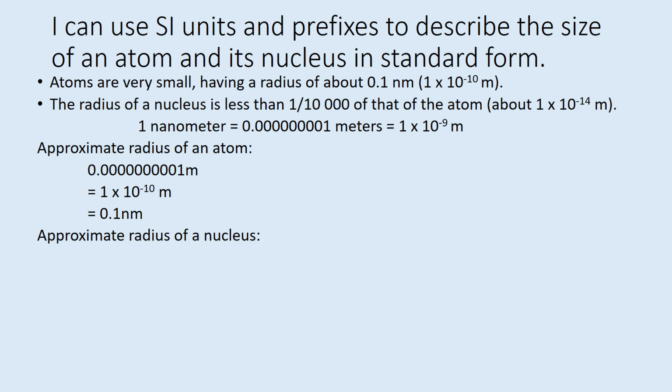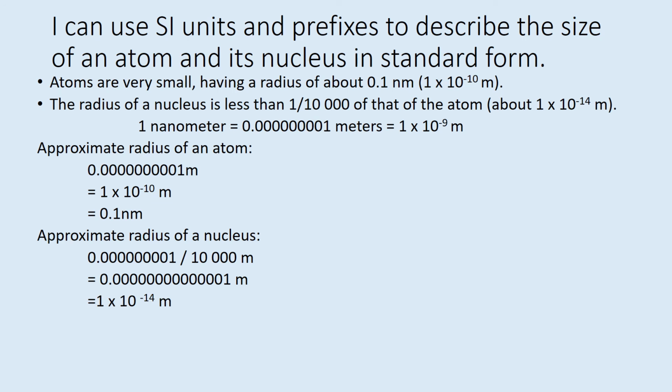Okay, approximate radius of the nucleus then. Well, right, so if this is the radius of the atom, the nucleus is 10,000 times smaller. So therefore, there's the radius of your atom in meters, divided by 10,000. Obviously, stick another 4 noughts in. There they are. However, that's a bit silly, so we write that in standard form, which of course would be 1 times 10 to the minus 14, or 0, point, 13 zeros and then a 1. And therefore, if you wanted that in meters, that's what it would be. But if you wanted it in nanometers, that would be 0.00001 nanometers.